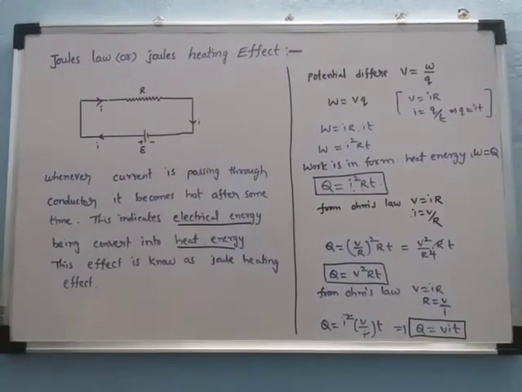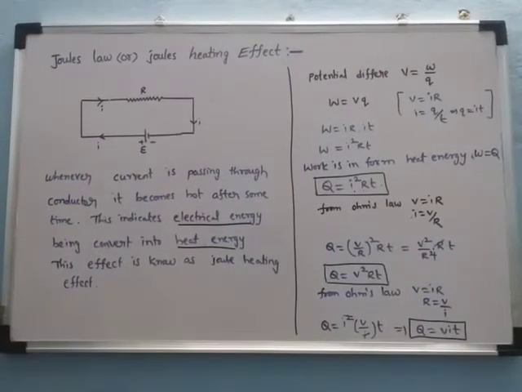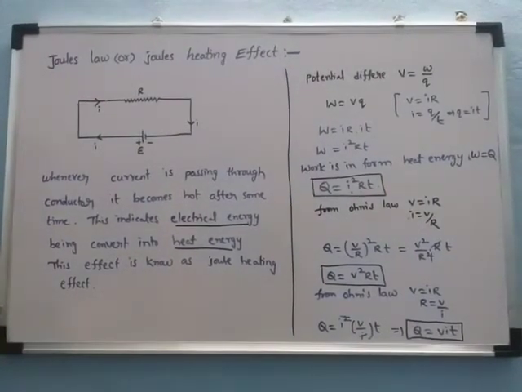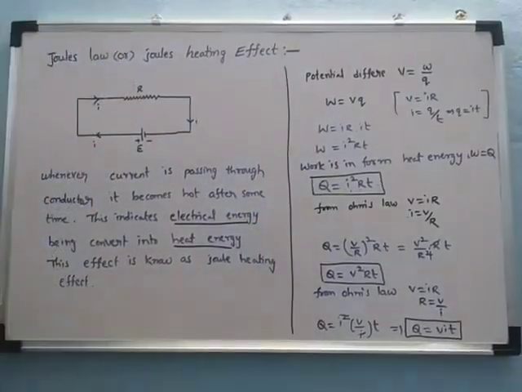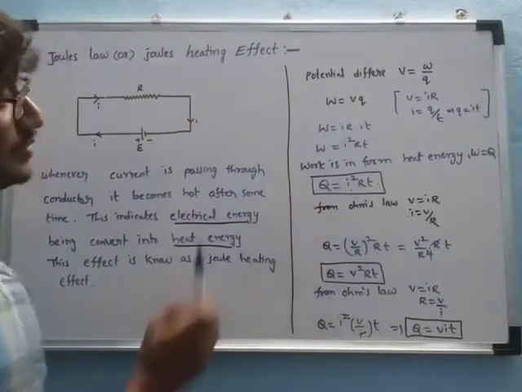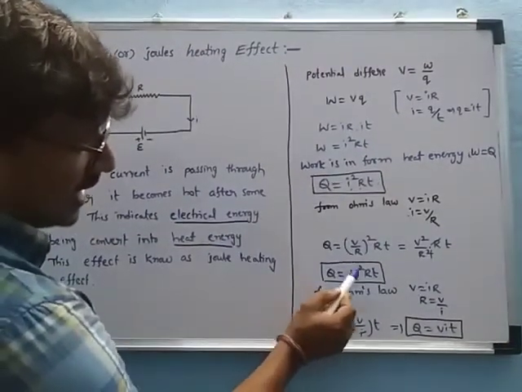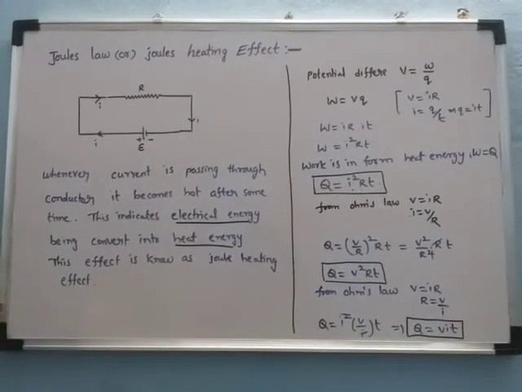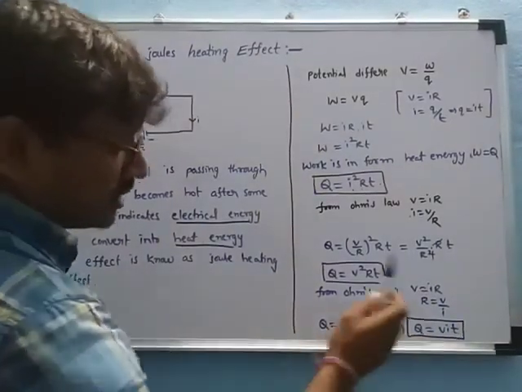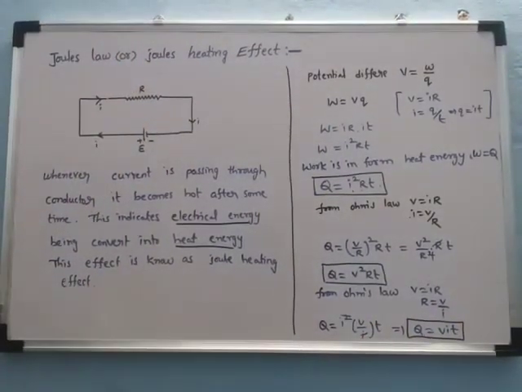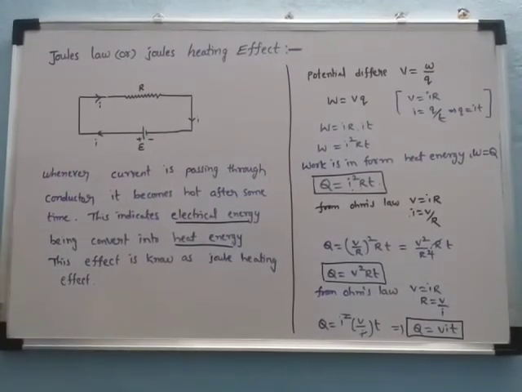This is nothing but the amount of heat. Now observing these three equations, the electrical energy is converted into heat energy. The heat energy is directly proportional to the square of the current, directly proportional to the resistance, and directly proportional to the time. These three equations are called the Joule's heating effect equations, the amount of heat equations.